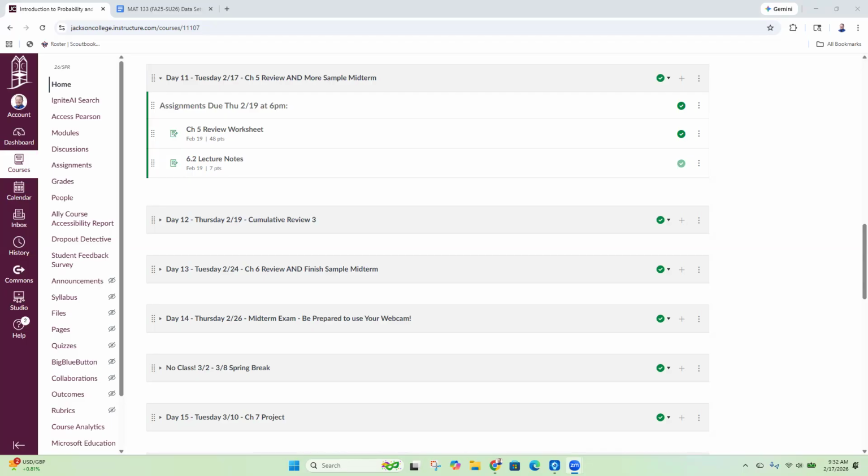The sample midterm is different from the midterm. The sample midterm is a worksheet and it covers all the same material that you'll find on the midterm, but you're going to turn it in before taking the midterm, and then the midterm is going to happen on the 26th.